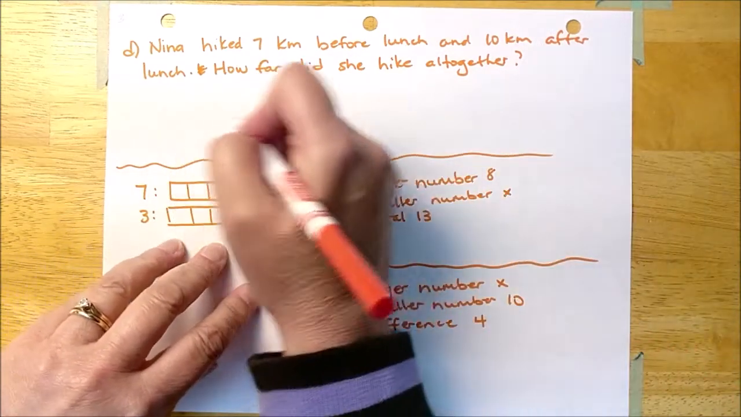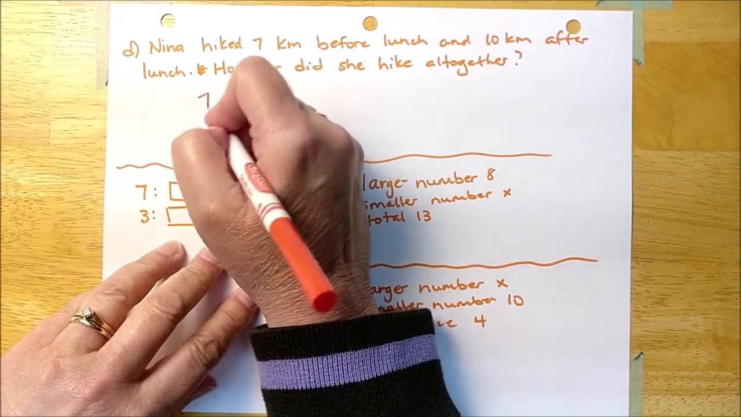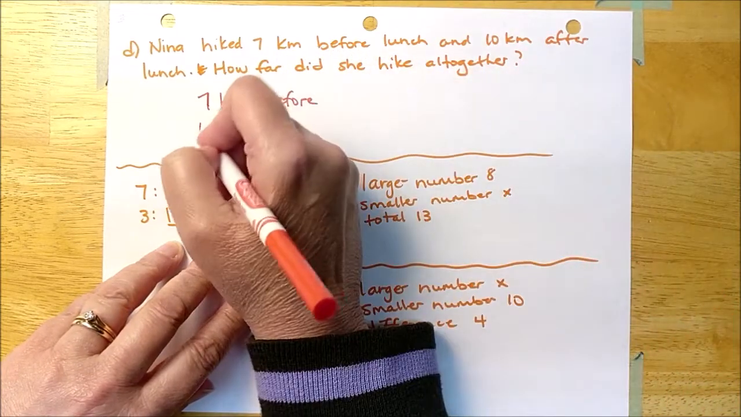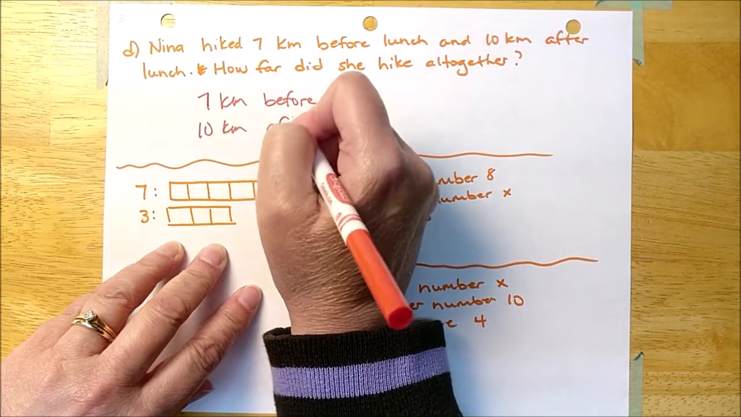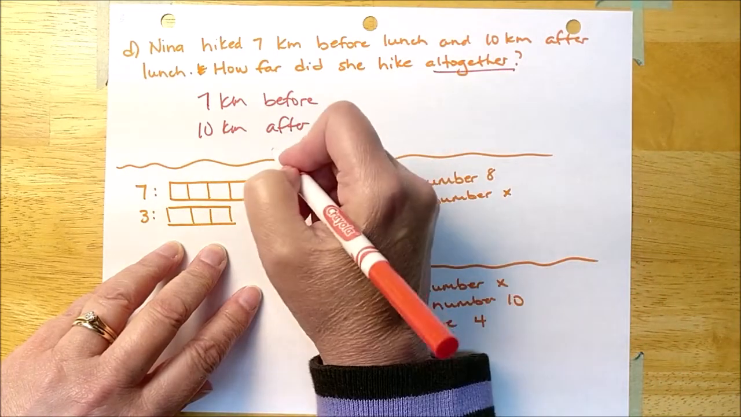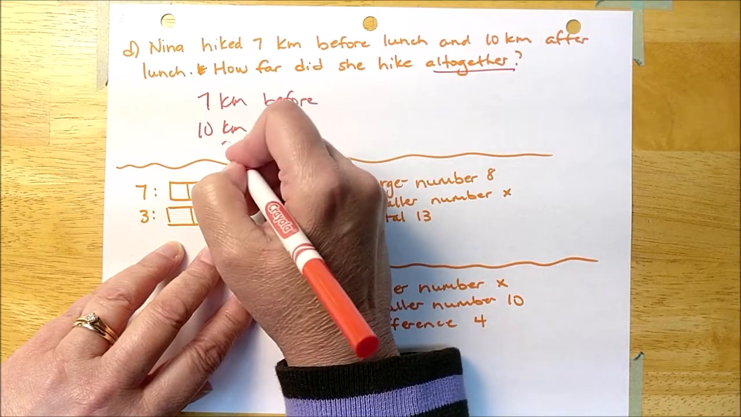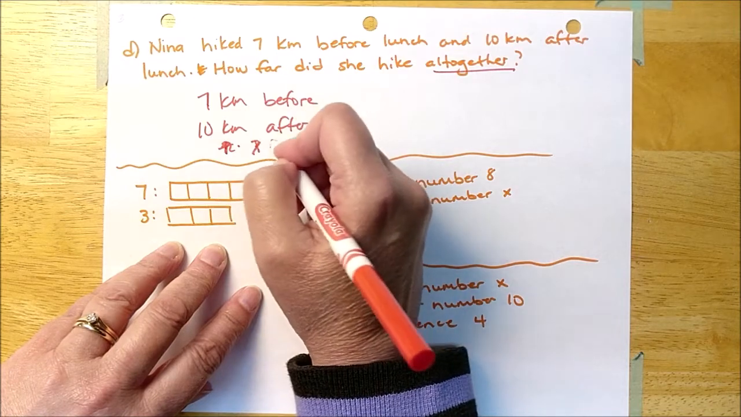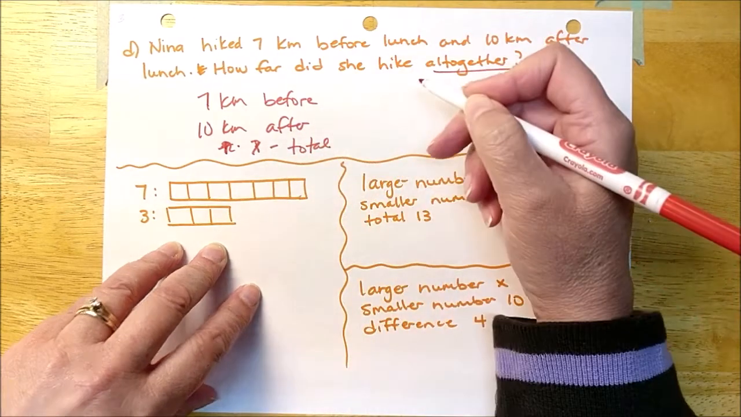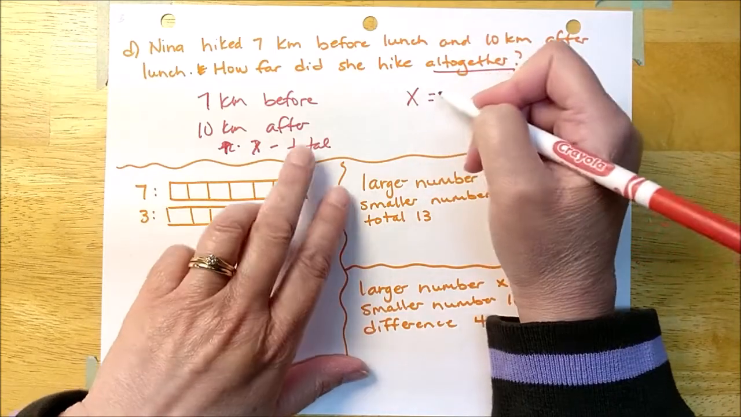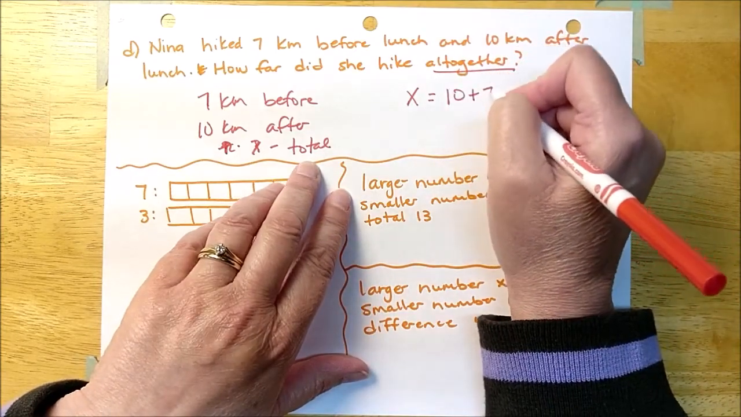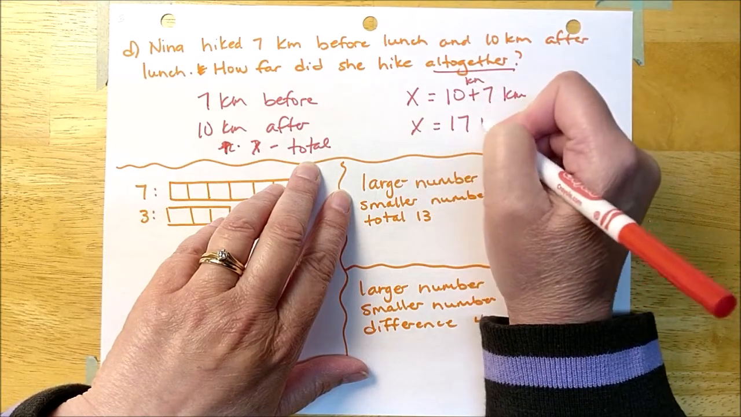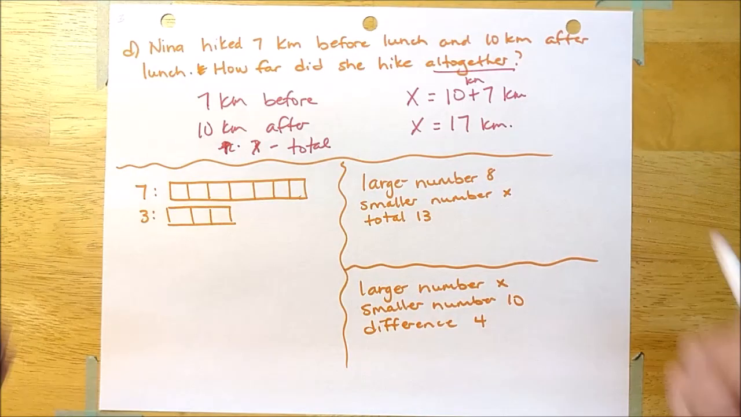Okay, we're back. So to make this short, we have 7 kilometers before. We have 10 kilometers after. And we need to know the total. So we're looking for the total. So X is the total. So how much did she go all together? So in order to figure out total, we have to add 10 plus 7 kilometers before and after. So X equals 17 kilometers. Yes, I hope you got those all right.